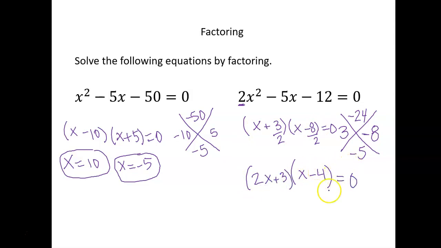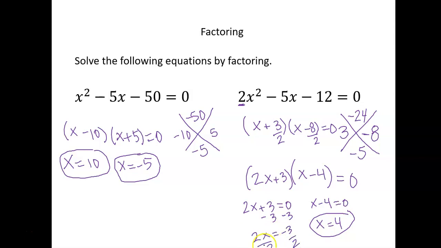So there's factored form. Now we just use that zero product property. So set 2x plus 3 equal to 0 and solve for x. We do the same thing with x minus 4, but since there's nothing in front of x on that one, we can also just change the sign. There's one of our zeros or solutions. On this side, I would subtract 3 from both sides. So 2x equals negative 3, and then divide by 2. So x equals negative 3 halves and 4.